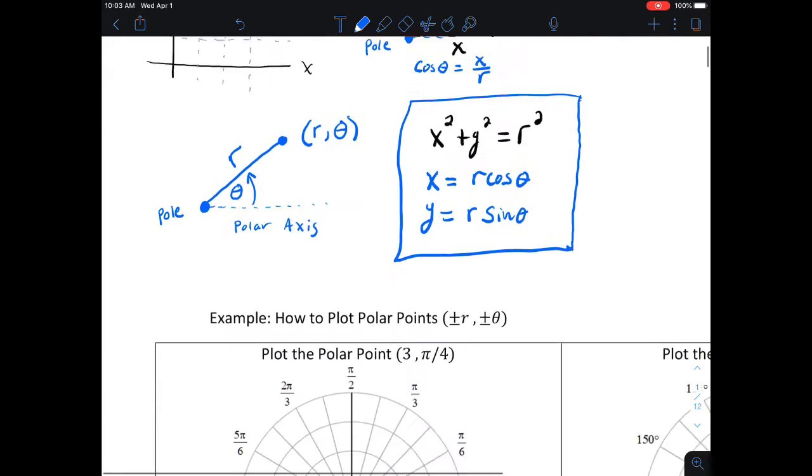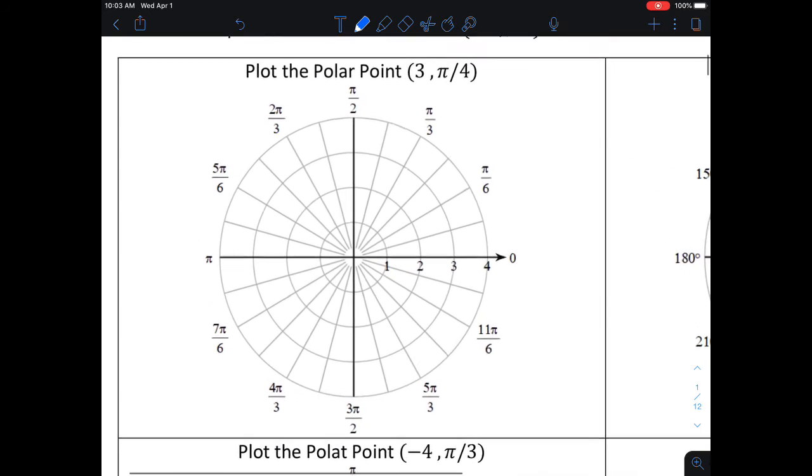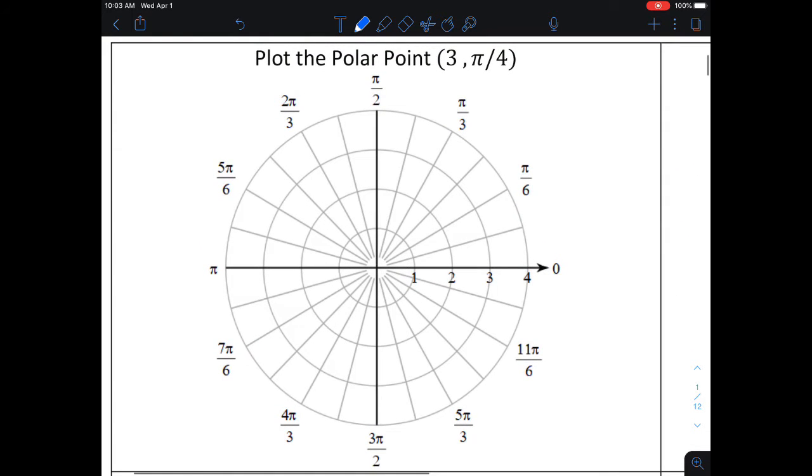Now let's look at how we would go about graphing a polar point. I have 4 different examples because with polar coordinates, we can be given a positive radius measure or a negative radius measure, just like we could for the theta values and the angles. For this first point, it's a polar coordinate, so I have to keep in mind that the first number is r and the second number is theta.